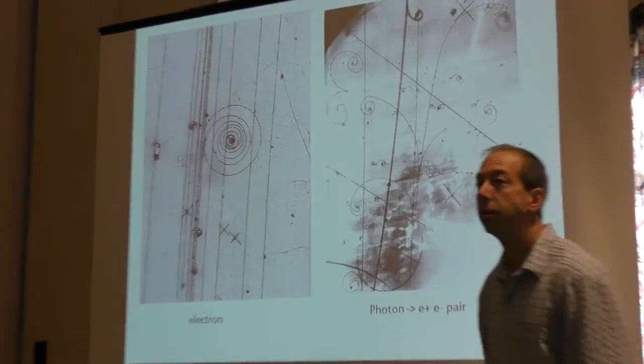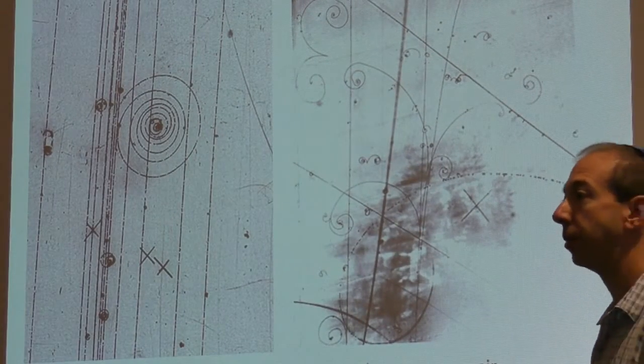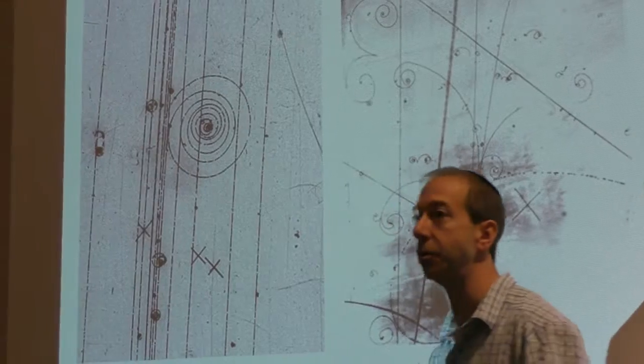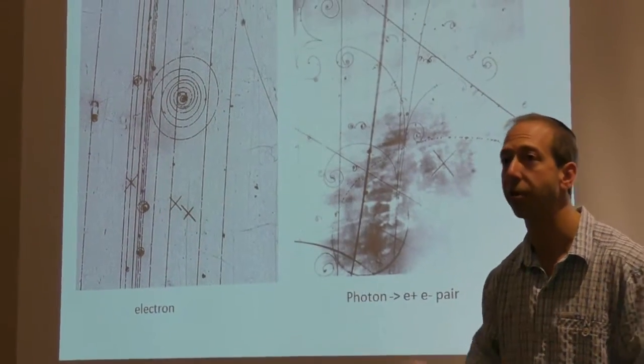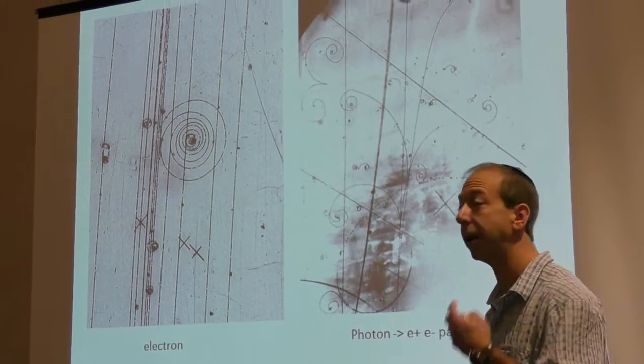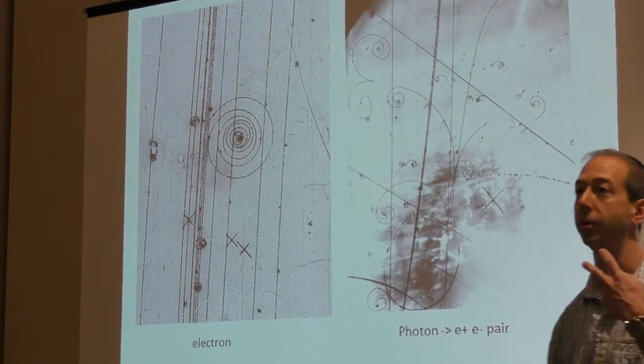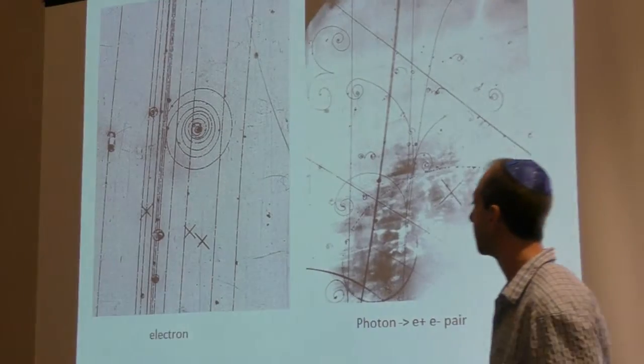So these are actual photographic film from bubble chambers. And one of the exercises you do sometimes in grad school is to go through these films and look at them and try to find these different particles here. And it's a great thing to do because you're actually seeing these interactions take place.